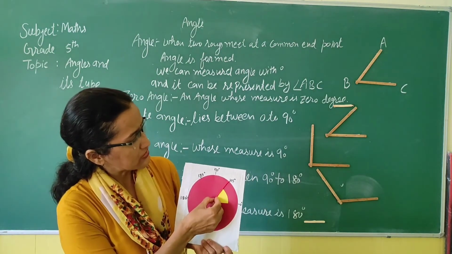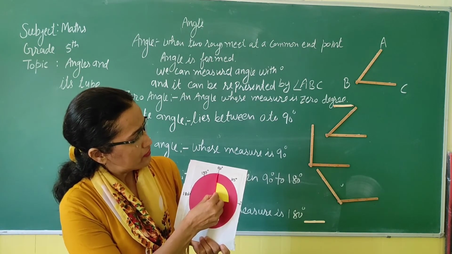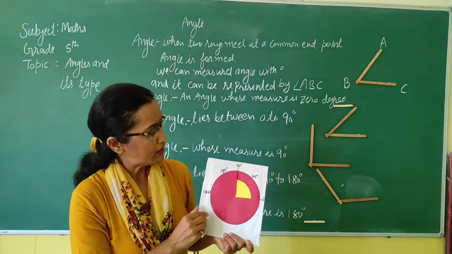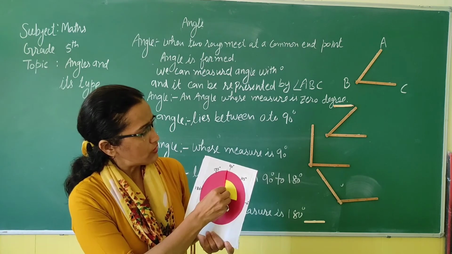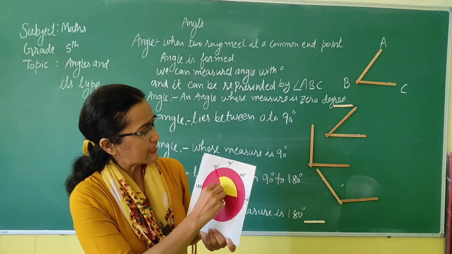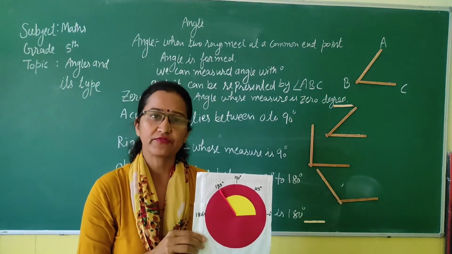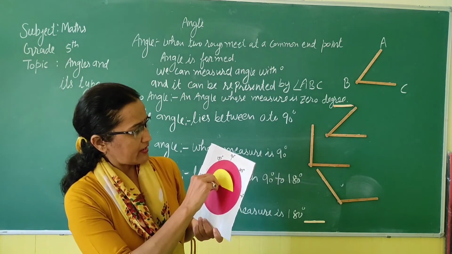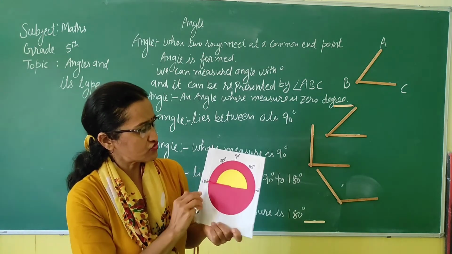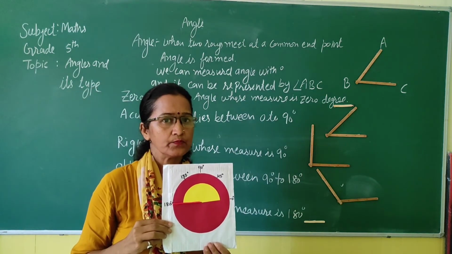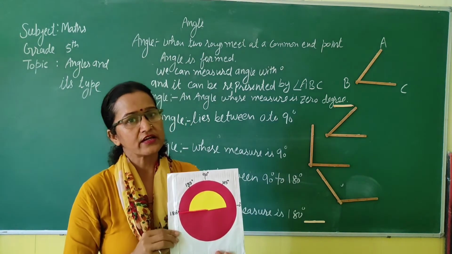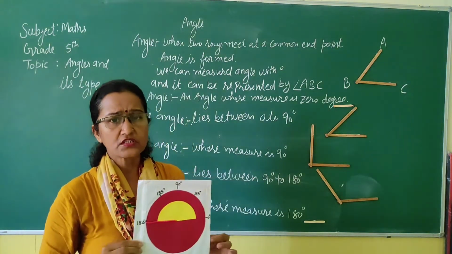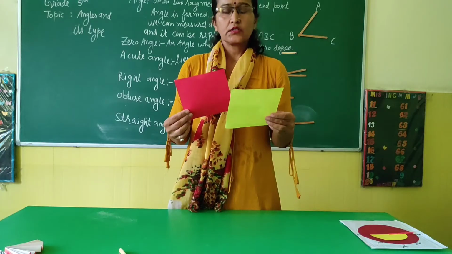Now move it toward the shape of L. Now this is in the shape of L. This is a right angle. Now move further. So this angle is 135 degrees. And when a straight line is formed, you can see here, this is a straight line, and this angle is called a straight angle. This is one activity.